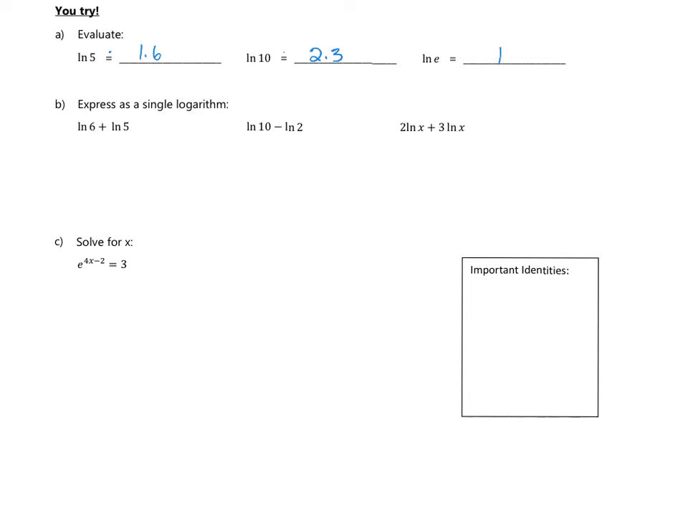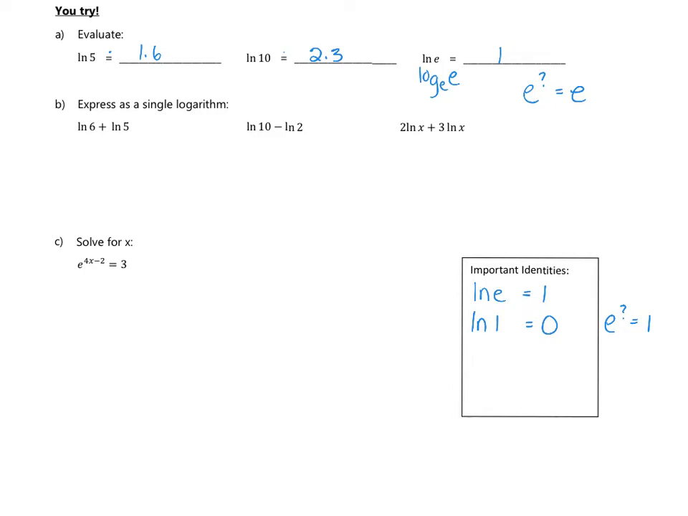Now why is that? Remember that this is the same as log base e. So really we're asking e to the what equals e, and of course that is 1. That's one of those important identities that I want you to list in this box: ln e equals 1. Why don't you also figure out what ln 1 is at this point? Again, this would be e to the what equals 1, and hopefully you can see that that would be 0.